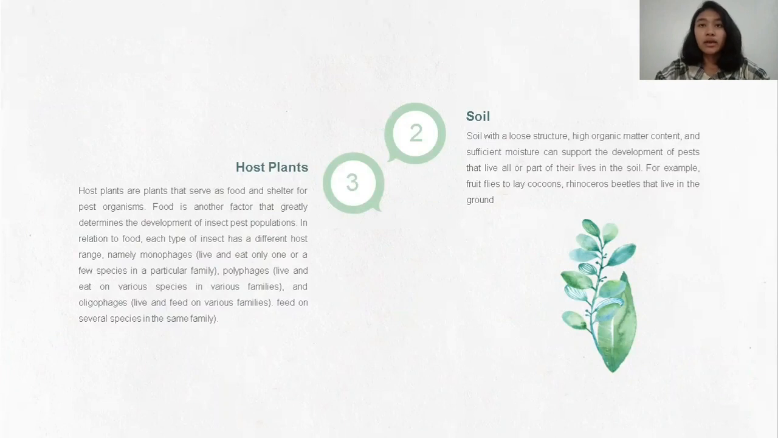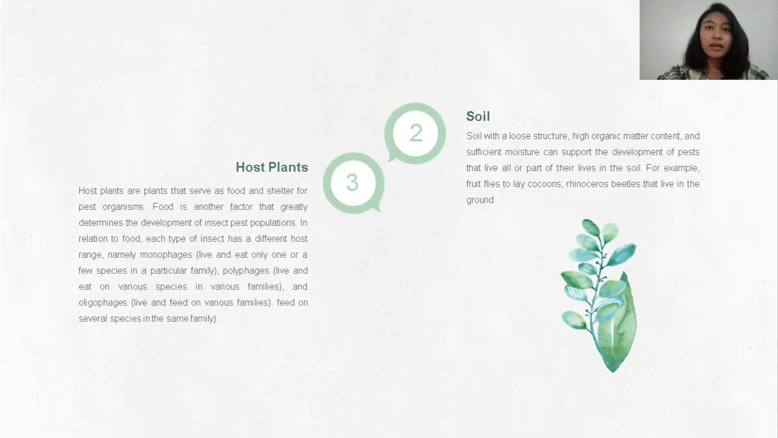The second effect of external vectors is soil. Soil with a low structure, high organic matter content, and sufficient moisture can support the development of pests that live all or part of their lives in the soil. For example, root flies, termites, and rhinoceros beetles that live in the ground.